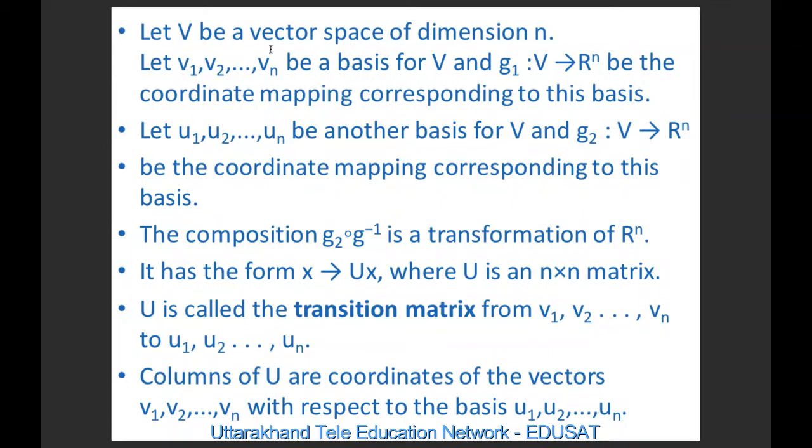Remember, v1, v2, ..., vn is the basis for V with respect to the g1 mapping, and u1, u2, ..., un is another set of bases with respect to g2 as a coordinate mapping. So if we get the matrix U such that x transforms to Ux, then this is called the transition matrix. The columns of U are the coordinates of the vectors v1, v2, ..., vn with respect to the basis u1, u2, ..., un.